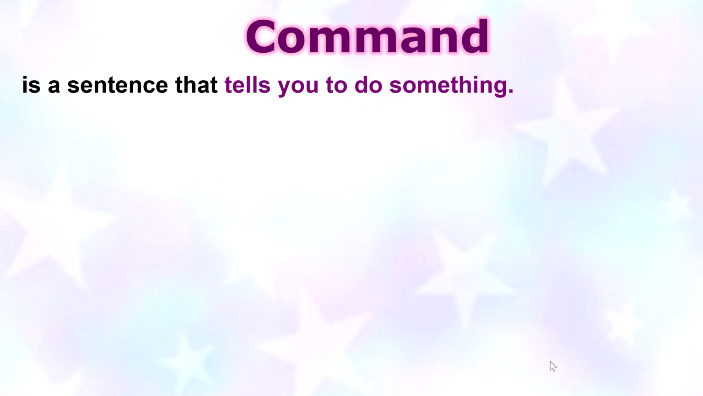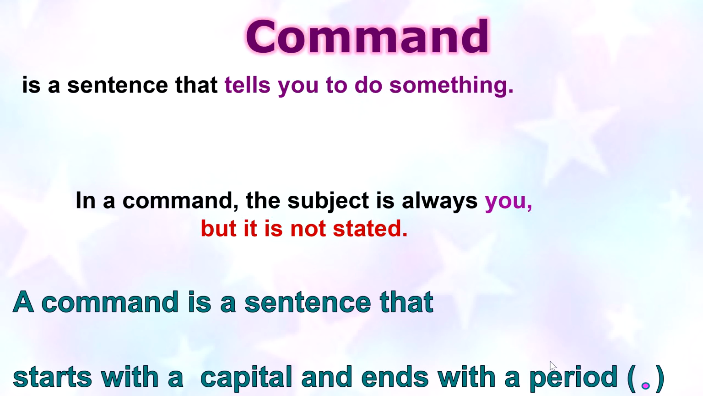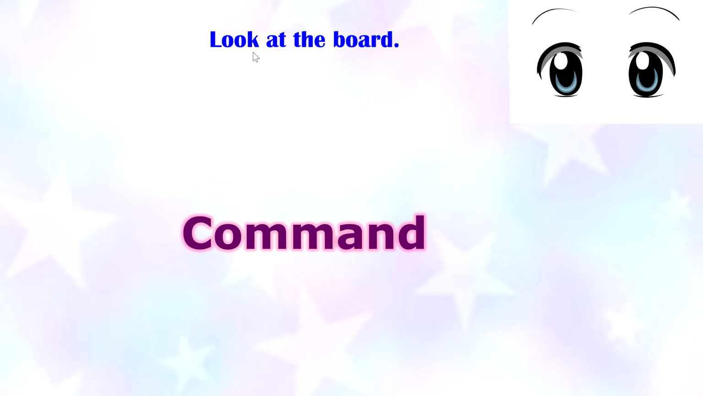A command is a sentence that tells you to do something. So what does the command do? Tells you to do something. In a command, the subject is always you, but it's not stated. It's not written. A command is a sentence that starts with a capital letter and ends with a period. Look at the board. What's the first word here? What's the type? Look is a verb. It's an action verb. That's why the sentence is a command.